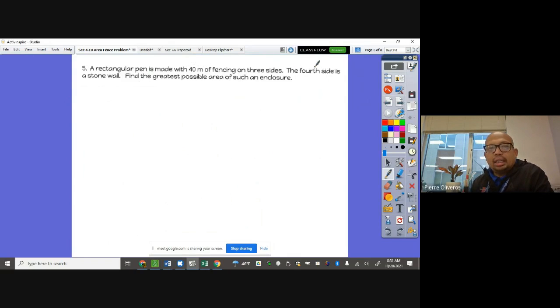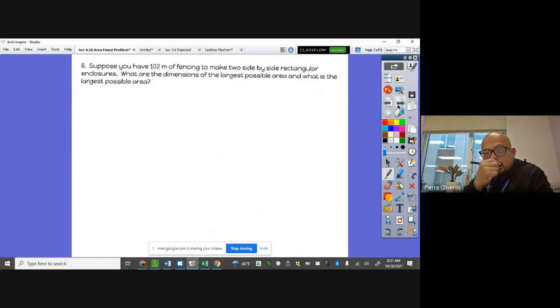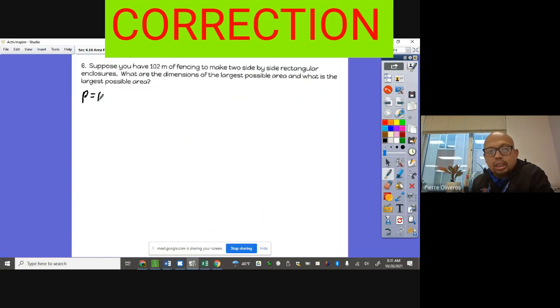A rectangular pen is made of 40-meter fencing on 3 sides. The fourth side, no. We did similar. We did number 6. Okay. Suppose you have 102 meters of fencing to make a two side by side rectangular enclosure. What are the dimensions of the largest possible area and what is the largest area? So the perimeter here is 102. This is a little different now.